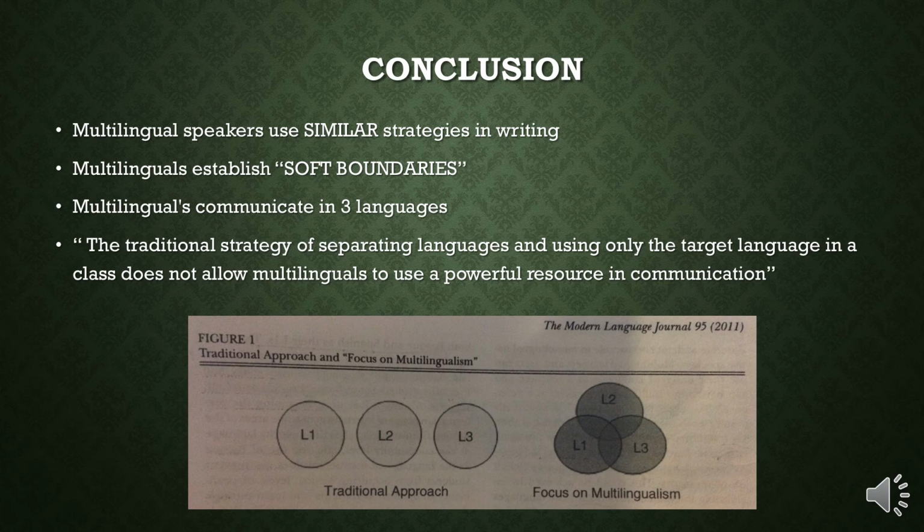In conclusion, multilingual speakers have similar strengths and weaknesses when writing; they are using similar strategies. These strategies used in one language can be used in other languages. Multilinguals establish soft boundaries between languages using elements they need from other languages. The traditional strategy of separating languages and using only the target language in class does not allow multilinguals to use a powerful resource in communication. The focus should be on the whole individual and the linguistic repertoire and the relationship between languages.